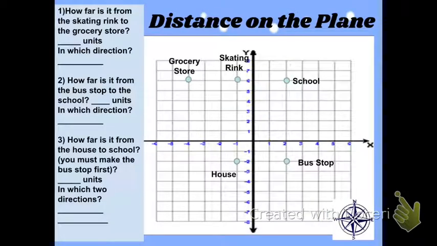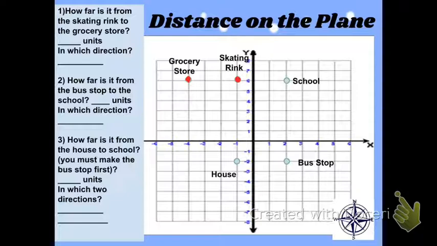So let's look at this. This is on the inside of your notes. We're going to do these together. So the first question says, how far is it from the skating rink to the grocery store? So first step, let's find the skating rink and the grocery store. So skating rink, I'm just going to darken it in. And then here's the grocery store. So it's simply finding how far it is from the skating rink to the grocery store.